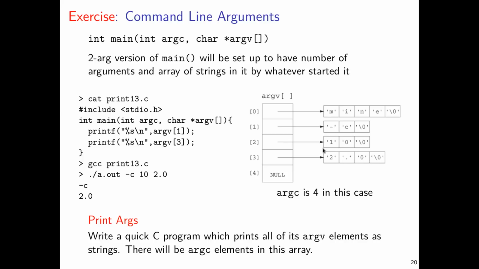Notice that these are all strings, so if I wanted numeric values associated with them, I would have to do a conversion of the string 10 to the integer 10, or the string 2.0 to the number 2.0 in floating point format. That is not done automatically.